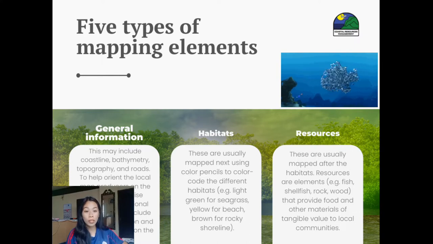Resources are components, for example, fish, shellfish, rock, and wood, that give food and other physical things to local communities. For mapping resources, an Arabic numeral code is utilized with each kind allocated a number. Arrows can be used to expand the range of resources beyond the position on the map where a number is set in huge resource regions.